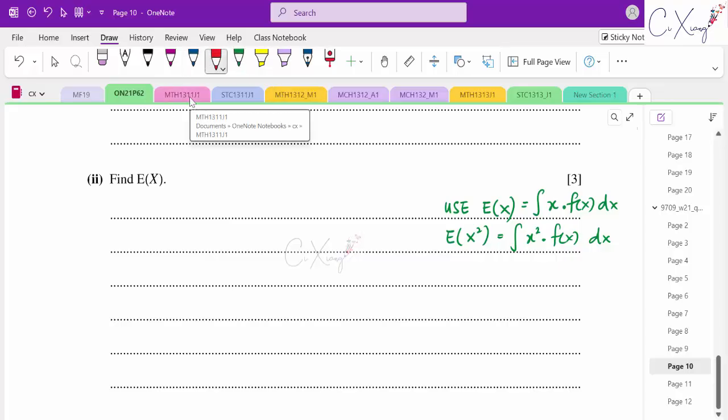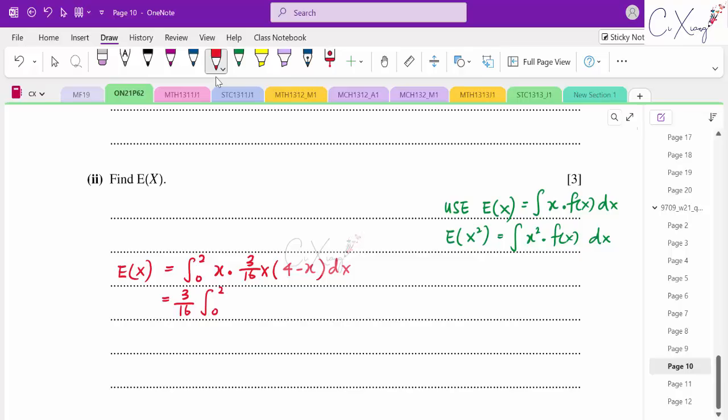Now I want to find the expected value of x. Oh, sorry, I have to multiply the x and not x squared, because we are finding E(X), so multiply the x with the function. The function that I have is 3 over 16, which is the k that we found just now, times 4 minus x. 3 over 16 is a constant, and personally I prefer to take it out. Before you can integrate, we have to multiply the x into the bracket, and it results in 4x squared minus x cubed. Now only do I start the integration.